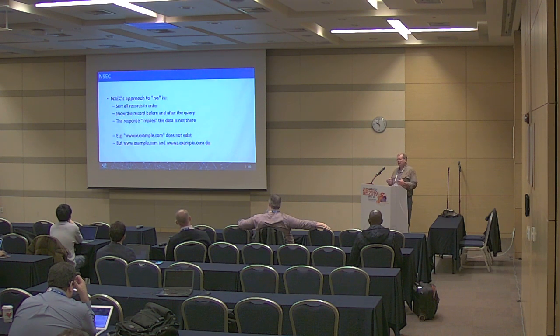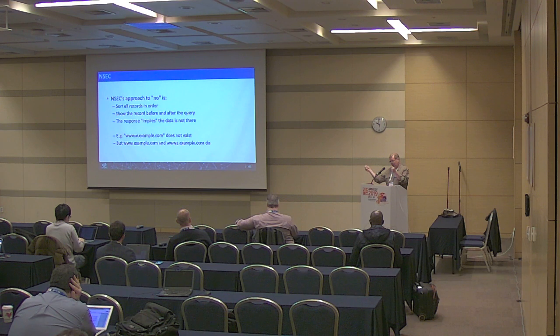The approach in NSEC was to say, this is how I'm going to prove to you I don't have what you want. We're going to assume that all the data comes in order. We can alphabetize all the names in your zone, start to finish, and all the records inside that will do something special. When you ask me a question, I want something particular, I'll say to you, well, here's a name before it, a name after it, and here's what's there at these places.